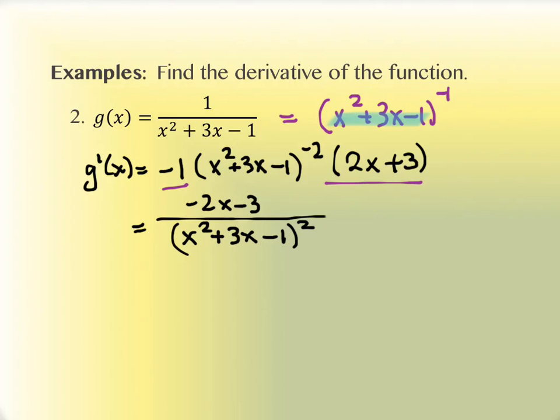You see that denominator squared? If we'd done the quotient rule, we would have gotten a denominator squared, wouldn't we? It's not a big surprise that that's coming out in this particular interpretation of this particular problem. Any questions on this one? Okay, let's try another.